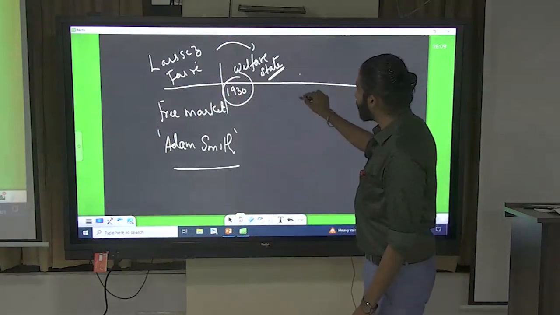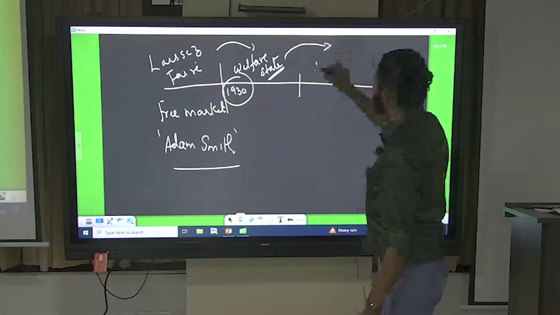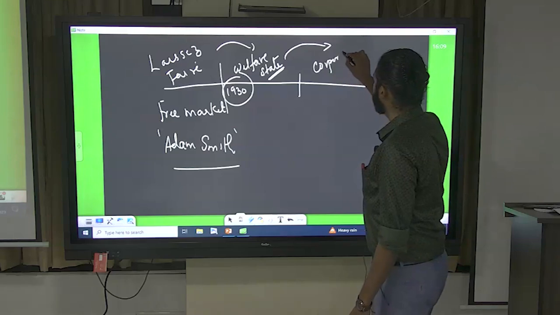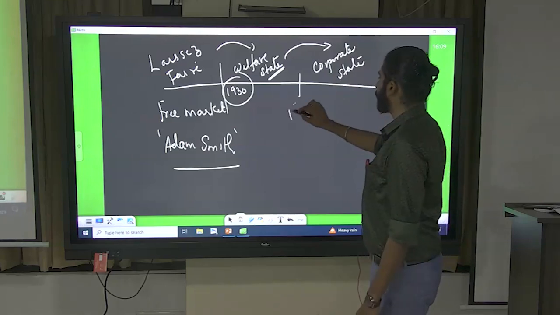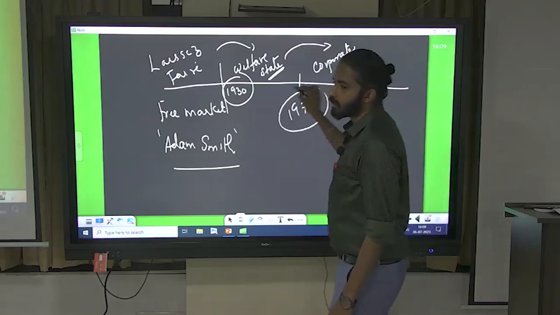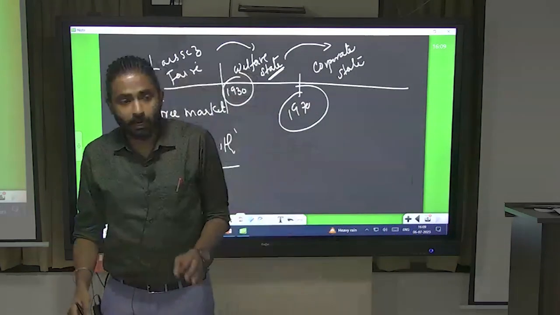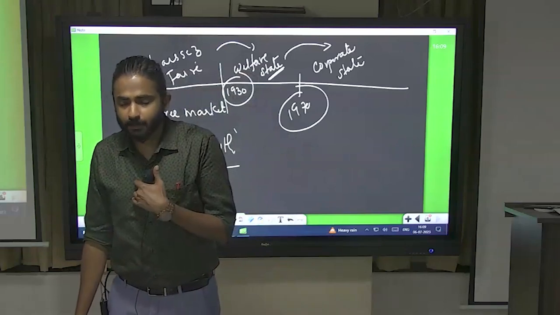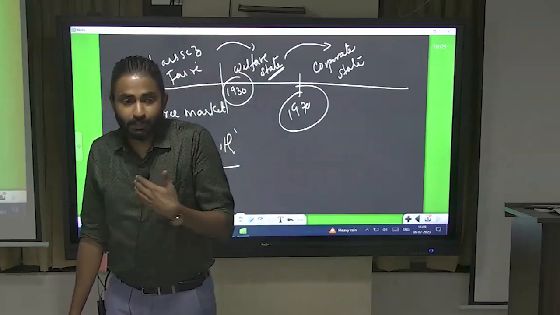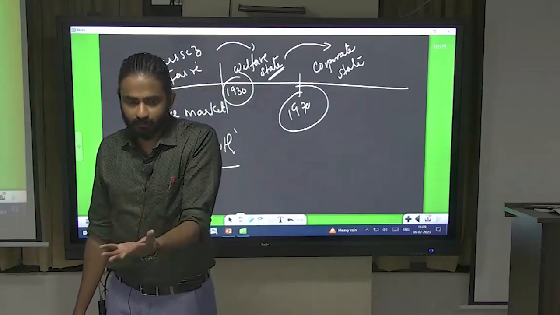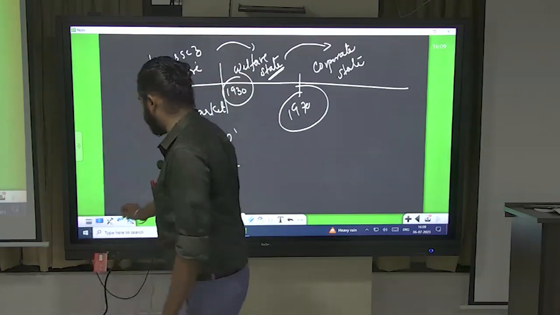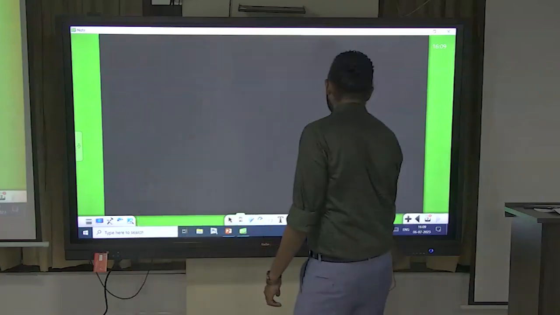From welfare state, we moved towards something called corporate state in the 1970s. State started providing everything people wanted. But when we say the state provides, who is actually giving the services? Again, for those who know this, it might be repetition.